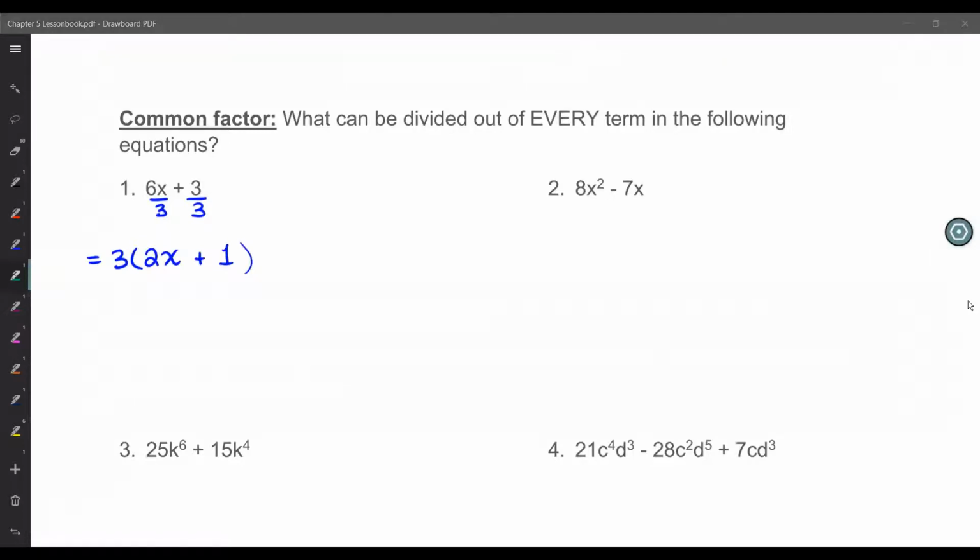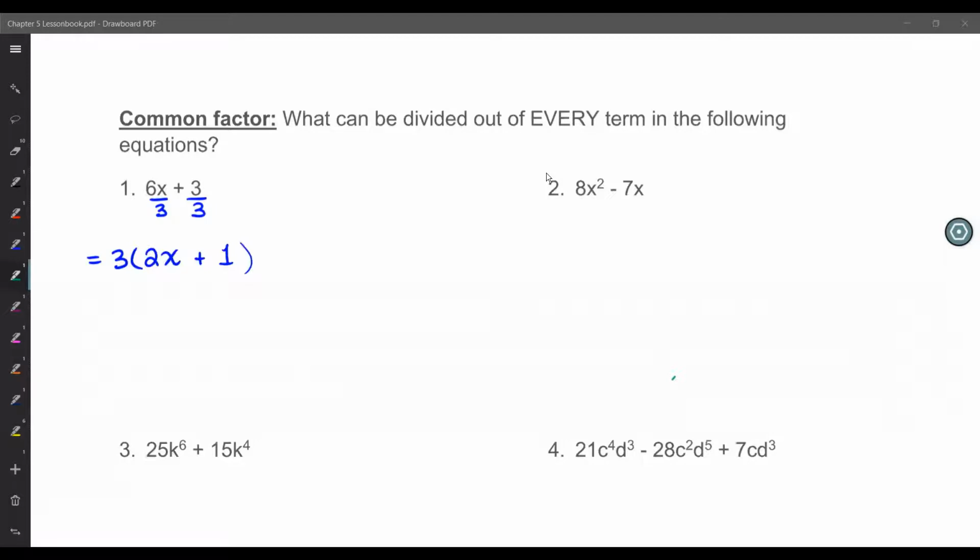Lila, did you have a question? Yeah, I was just wondering, where did the 3 come from at the beginning of the equation? So the 3 is what we call the greatest common factor. It's the biggest thing that we can divide into both of those terms. Oh, okay. Thank you. Yep, no problem.